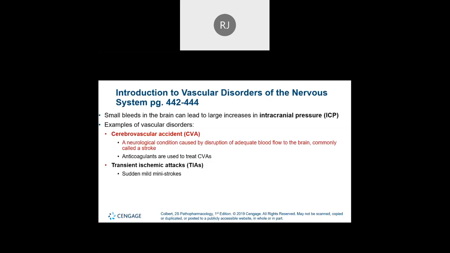On page 442 to 444, we talk about the vascular disorders of the nervous system. Some examples of those vascular disorders are CVAs and TIAs. CVA is cerebrovascular accident, which is commonly called a stroke. You have anticoagulants that are used to treat CVAs. And then we have TIAs, which are sudden mild mini strokes.